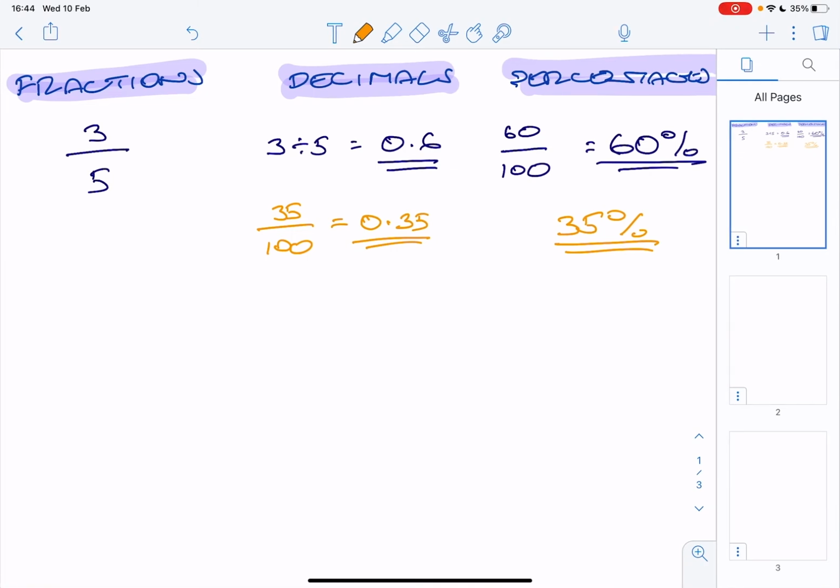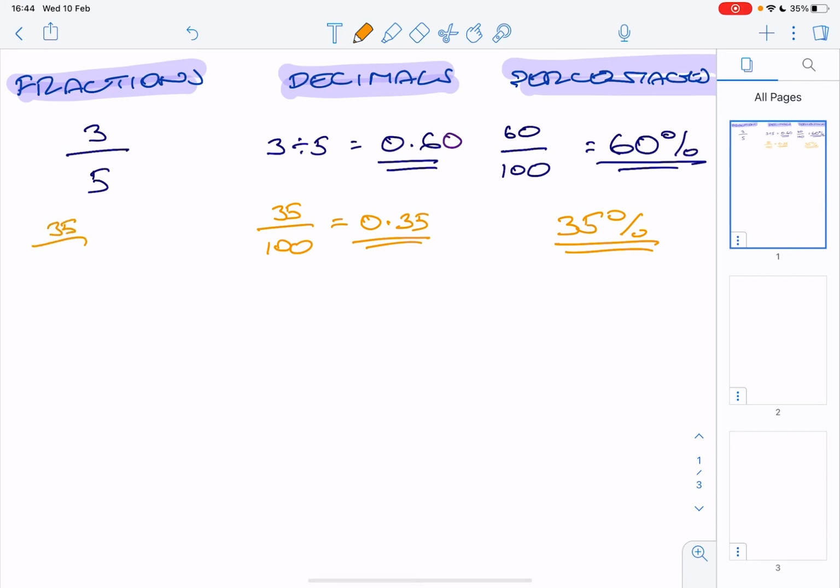And hopefully you'll be able to see similarities here, okay? So for the 0.6, it was 60%. In fact, basically the 0.6 was 0.60, wasn't it? Okay? So 35% is 0.35. Right, we've already basically got it now as a fraction. Okay, so it's 35 over 100.